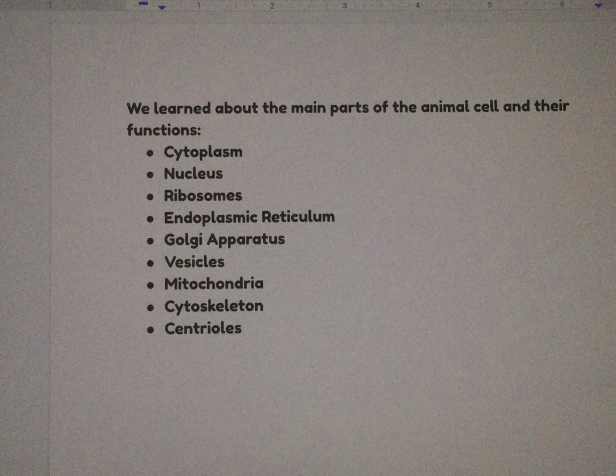Let's recap. We learned about the main parts of the animal cell and their functions: cytoplasm, nucleus, ribosomes, endoplasmic reticulum, Golgi apparatus, vesicles, mitochondria, cytoskeleton, and centrioles. Just a note here. When I'm explaining these parts of a cell, it may seem like they're conscious and they're willfully going around and doing their jobs, but that is not the case. Everything in the cell happens purely due to chemical reactions.